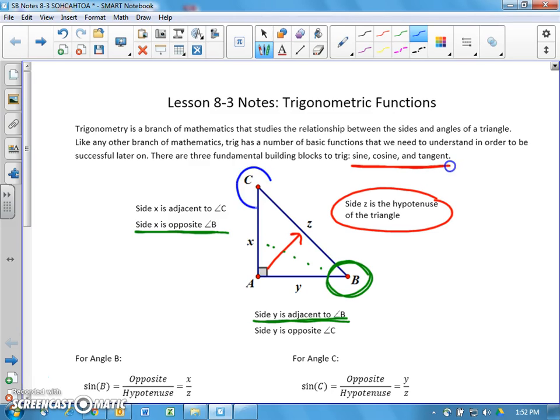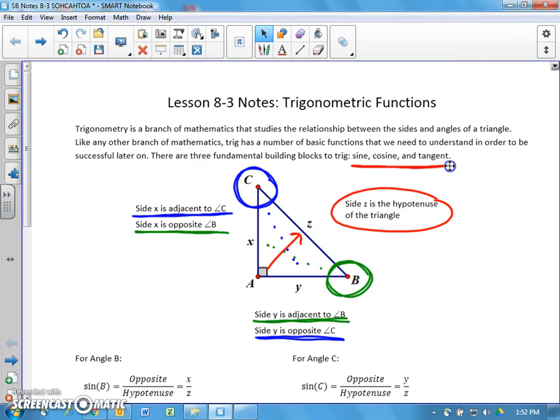On the other hand, if you're standing on angle C, across from you is side Y. That would be your opposite side. Next to you is side X. That is your adjacent side. So it matters where you're standing.